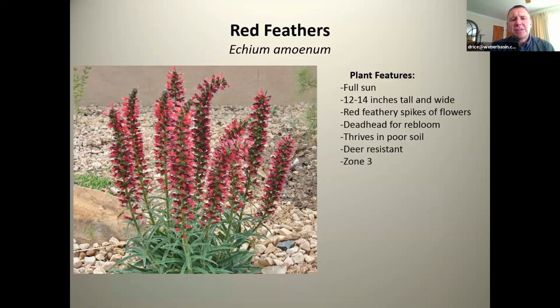So red feathers, this is an interesting one. It's 12 to 14 inches tall and wide, red feathery spikes. You deadhead for rebloom. This one thrives in poor soil. So if you've got a really tough spot, more gravelly soils, harder to grow anything, this one should tolerate those poor soil conditions. I believe this one comes out of cultivation out of New Mexico, where it's a kind of a high desert, well-adapted plant, tolerates cold, and look at the beautiful stalks you get on it. A little bit informal, but it's really interesting and attractive. So that's one worth trying.